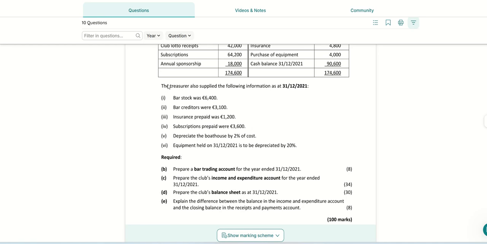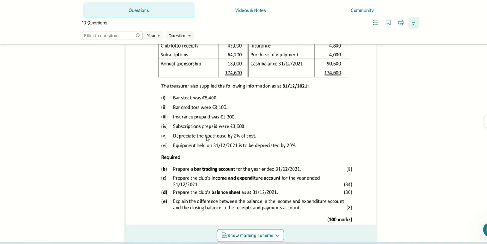And down the bottom end here, they have the end of the year section. So they're telling us all the information that we need for the end of the year. The closing stock, the creditors, the expenses prepaid, the subscriptions, which is income prepaid, and our depreciation. So all the information that we need for our questions.